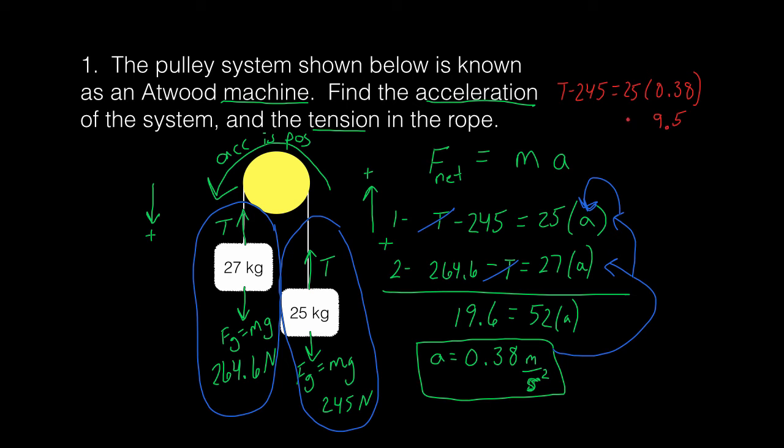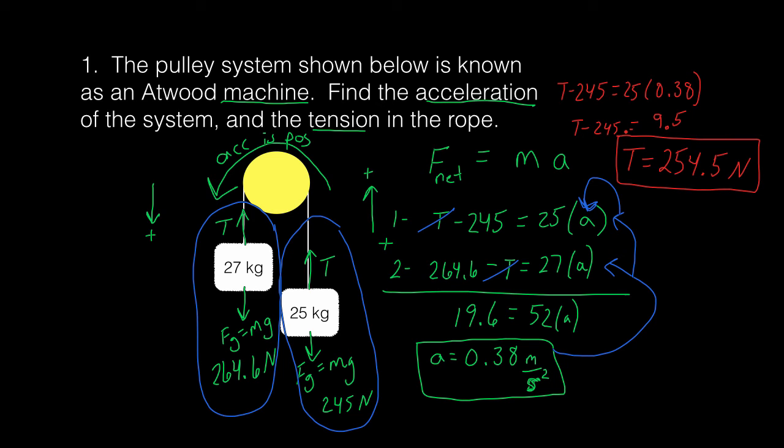So 9.5, and that's going to be equal to tension minus 245. So to solve for tension, you'd add 245 to each side, so plus 245, and I'm getting tension in the rope is equal to 254.5. And tension is always measured, it's a force, so it's measured in newtons. And so there is your answer.